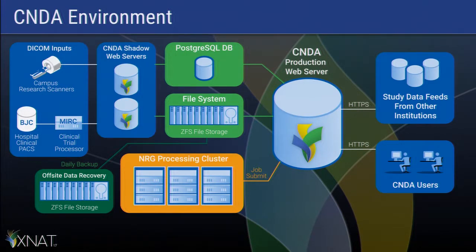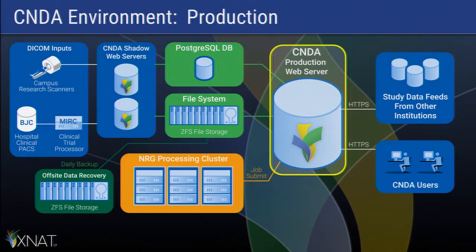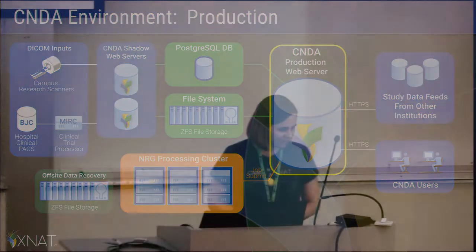So the CNDA environment, this is the same slide that Dan obviously showed you earlier. And I'm just going to talk about the different pieces and walk through how everything operates together. First, we've got the CNDA production web server. Currently, we're running on CentOS 6.7. We're running on Java 6, Oracle Java 6.